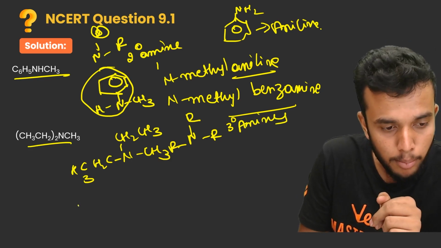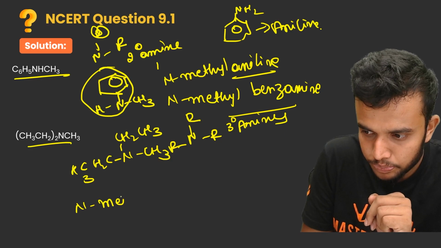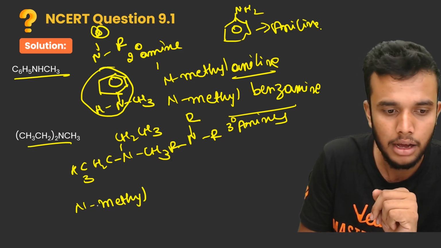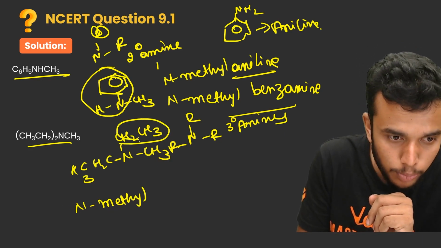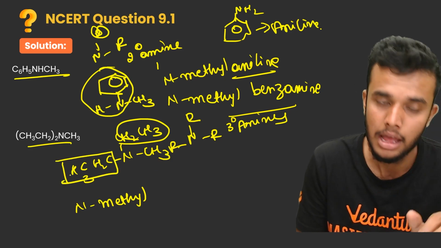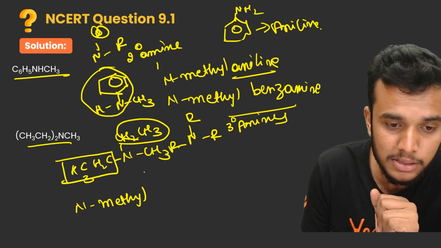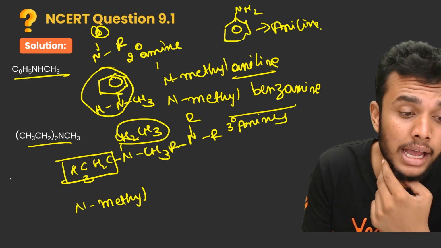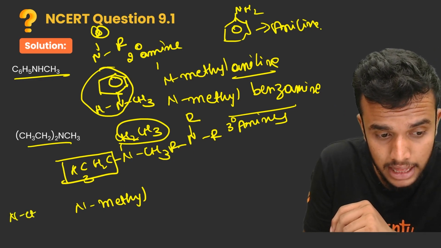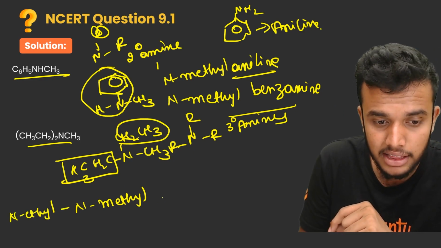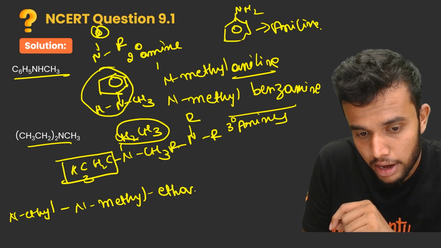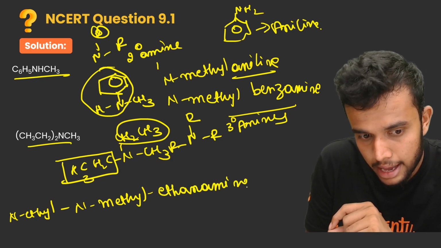At the N position, a methyl group is there, N-methyl, but here another group is there. We need to count the parent chain. Here two carbon atoms are present, but we missed the ethyl group. That's why the name becomes N-methyl ethanamine. The final name becomes N-ethyl ethanamine.